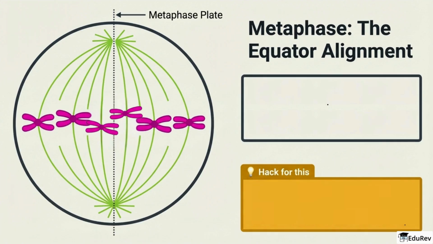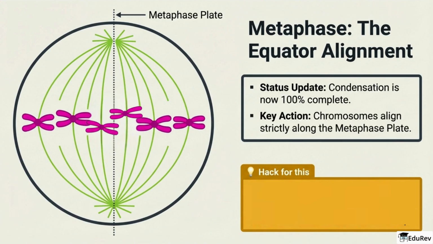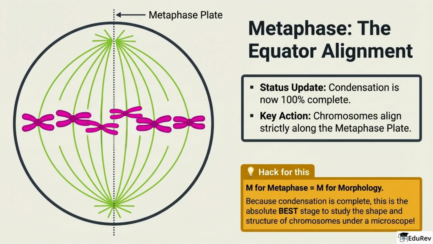Metaphase is the equator alignment stage. Chromosomes are now fully condensed and they line up strictly along the metaphase plate. That central alignment is what makes this stage so easy to identify under a microscope. The memory hook on the slide is especially useful. M for metaphase is M for morphology. If chromosome shape and structure are most visible anywhere, it is here.